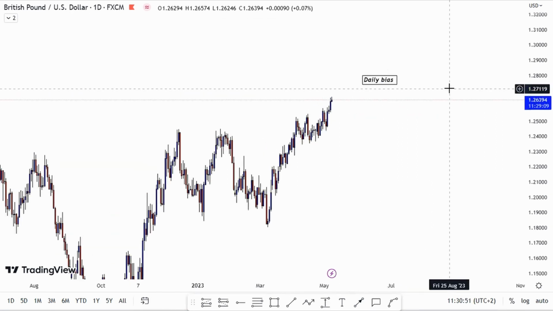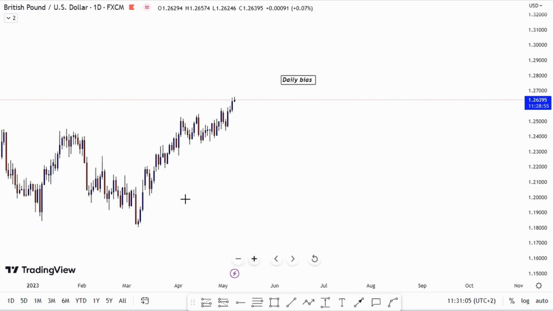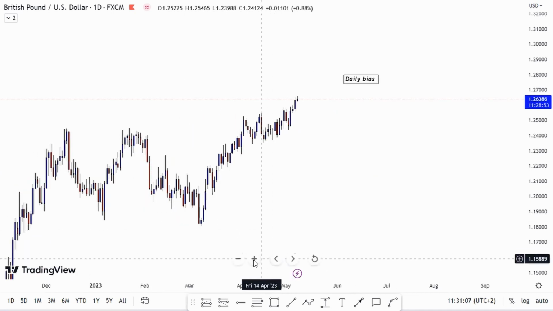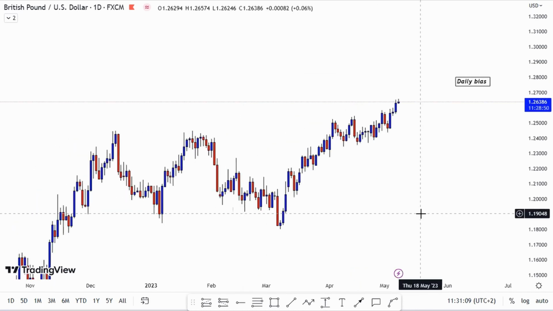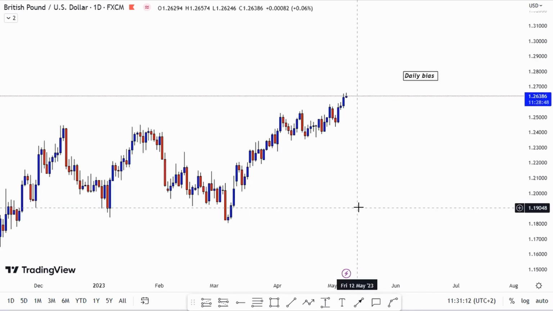Daily bias, that's the first concept. Look at the daily bias: is the market bullish or is it bearish? In this case, our market is bullish. Right. Now we are going to move on to our next time frame, which is 4 hours, in order for us to start doing our chart work.